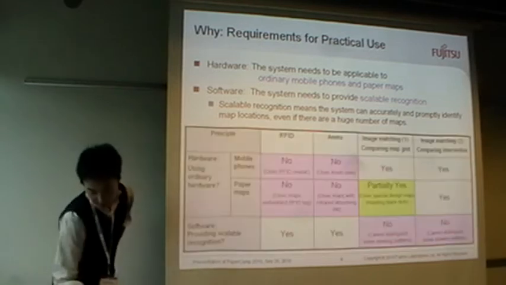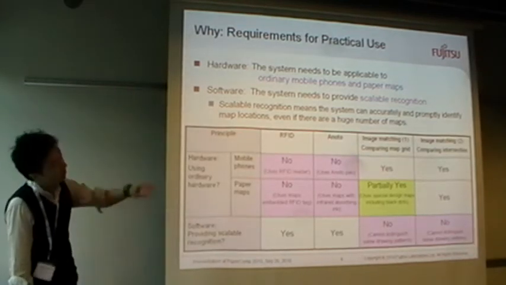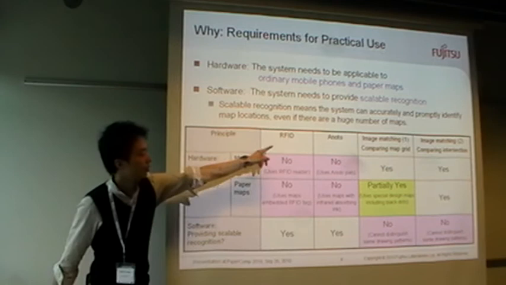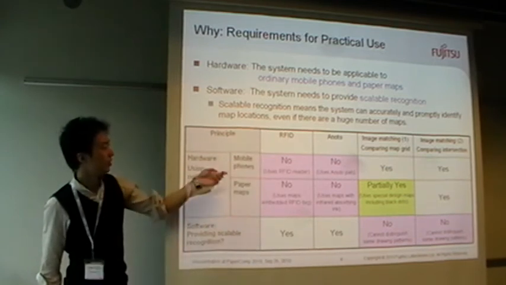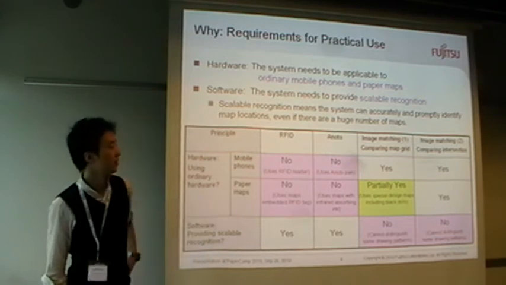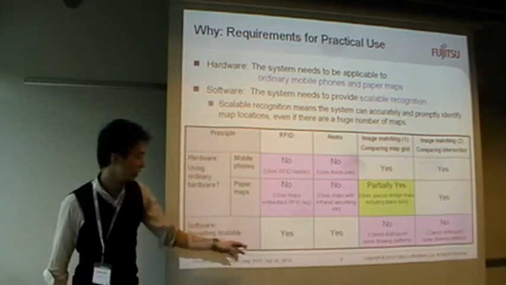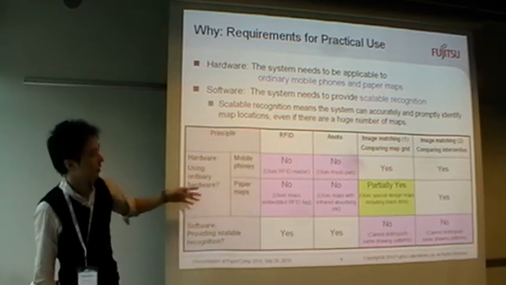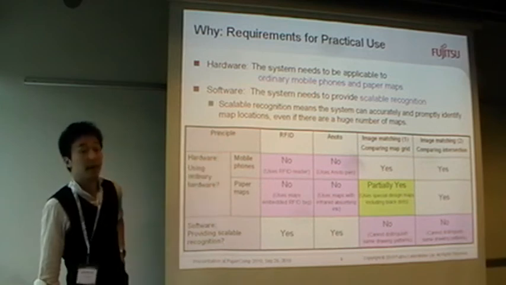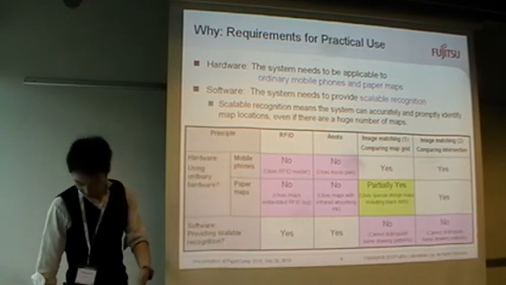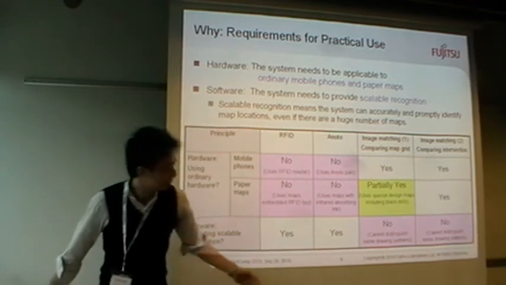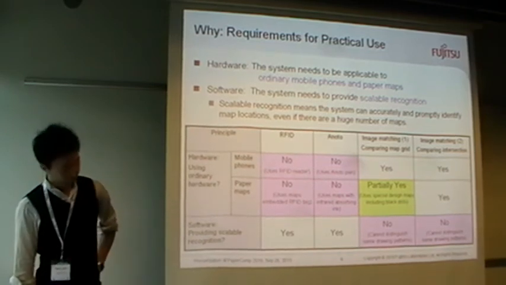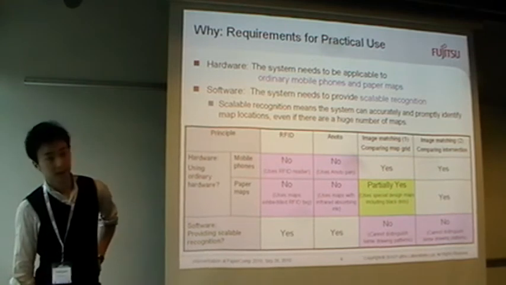So this table shows which related work meets which requirements. RFID and Anoto technology use special hardware and special maps, but they can identify unique IDs from the map. And image matching technology uses ordinary mobile phones and paper maps, but they cannot distinguish the same drawing patterns which show different locations. So we think no related work meets both requirements.